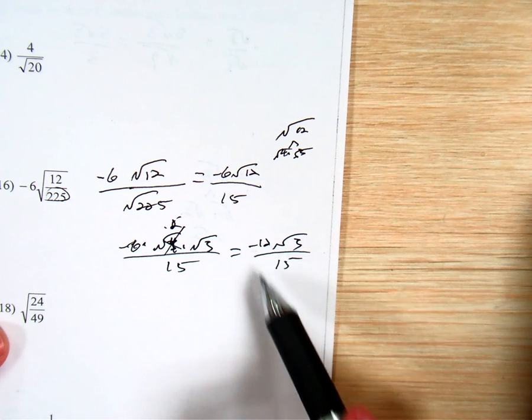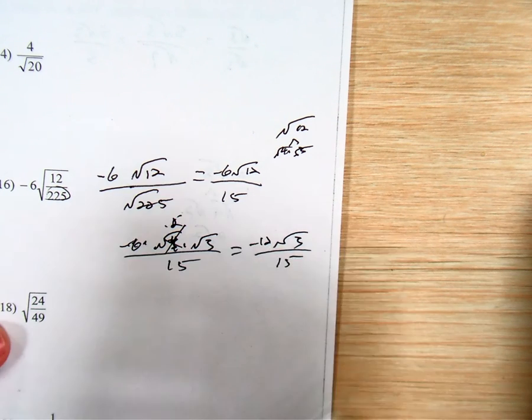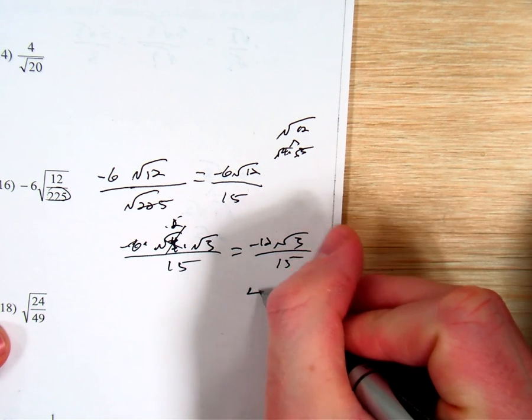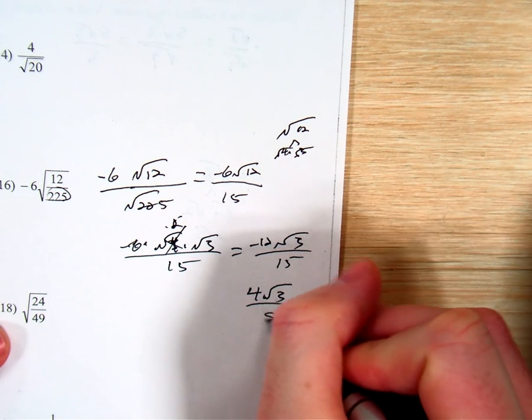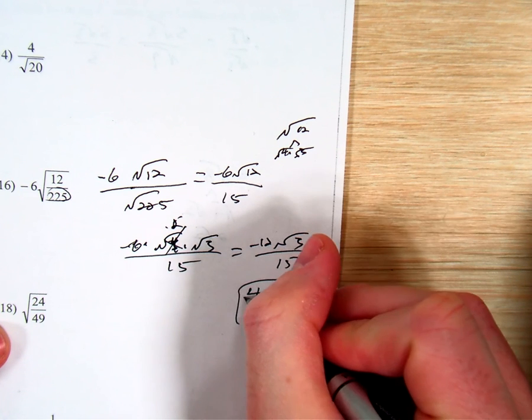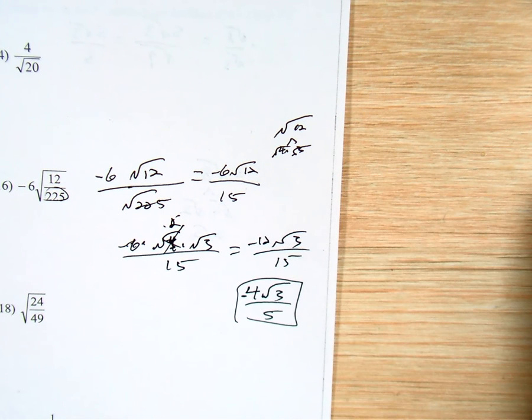Okay, and I can reduce these regular numbers, 12 over 15. I can divide them both by 3. And we'll have 4 radical 3 over 5. Ooh, negative 4. Yep, that was a fun one.